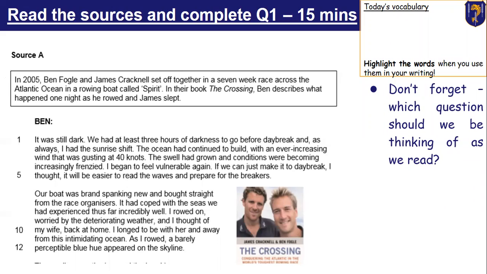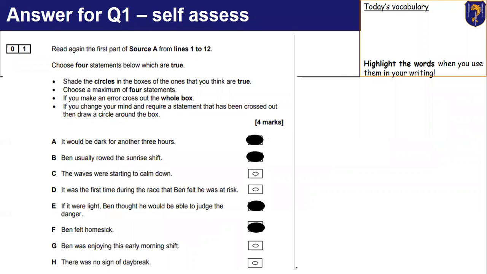Now, this is not explicit. It says here, I thought of my wife back at home, around line 10, and I longed to be with her and away from this ocean. So that's not explicit. That's not Ben saying he is homesick. That's Ben inferring that he's homesick because he's saying that he misses his wife and he wants to be back at home and that he longs to be with her. So from that, we can establish that he probably feels homesick.